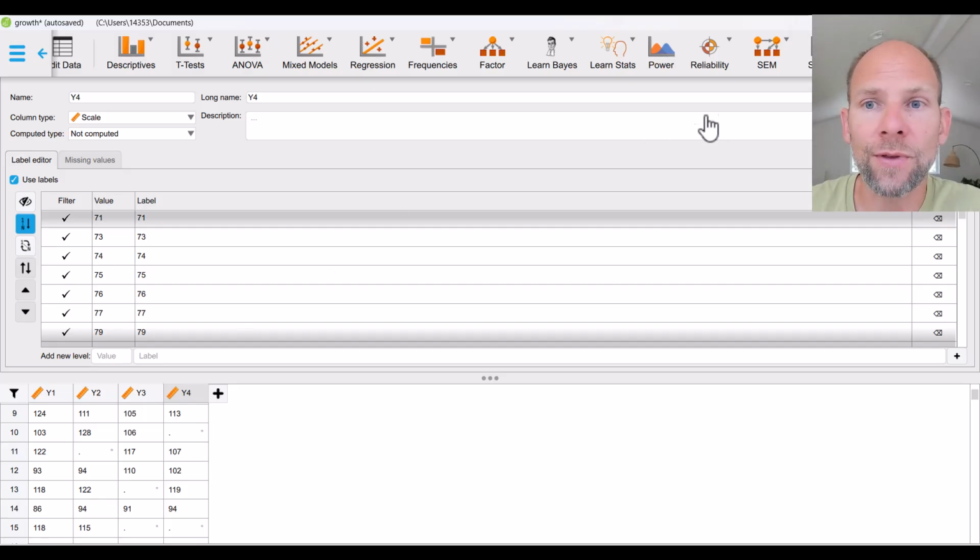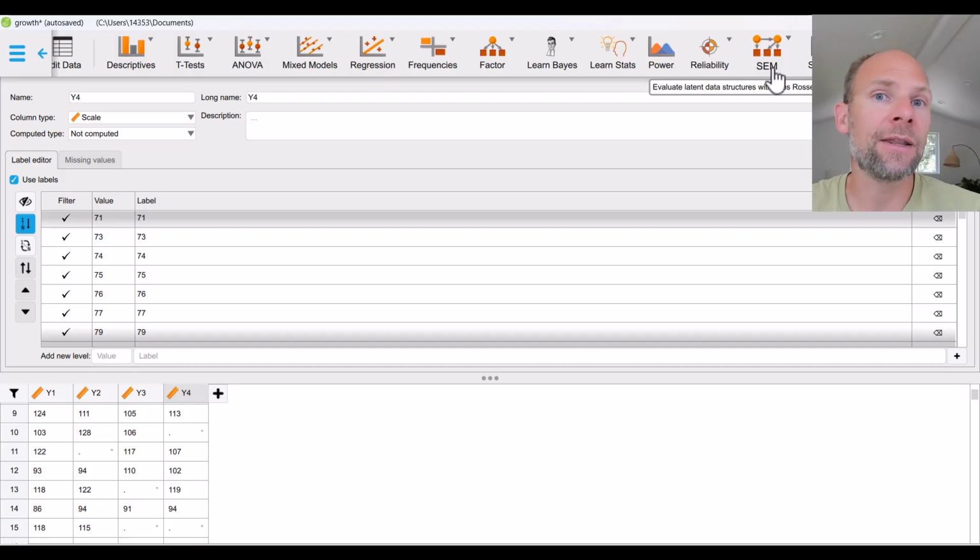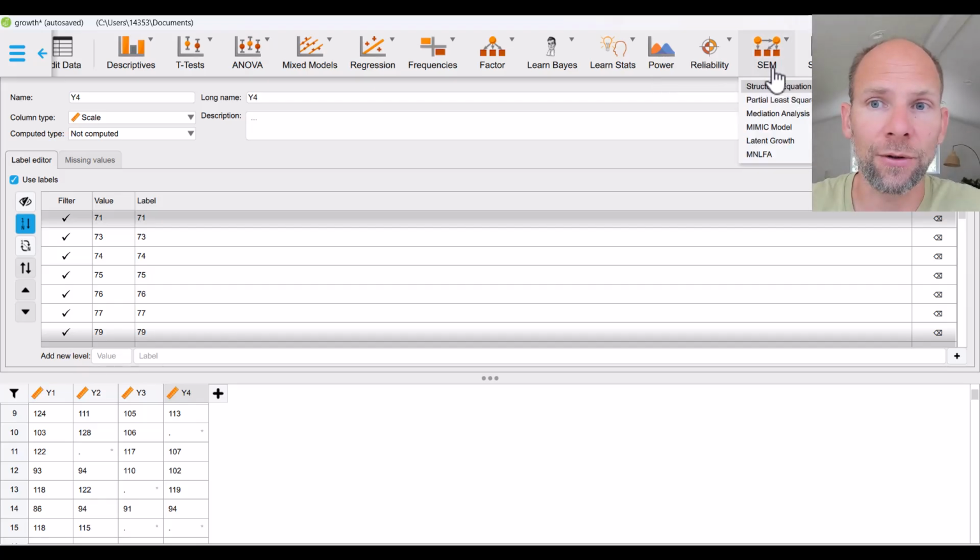So how do we do that in JASP? How do we estimate a growth curve model using the CFA framework? We can use JASP's SEM module, which uses the Lavaan package in R in the background. So it uses the Lavaan syntax for estimating these types of models, but it's all through point and click, which is convenient. And so when you click on the SEM module, you will find latent growth here as one option.